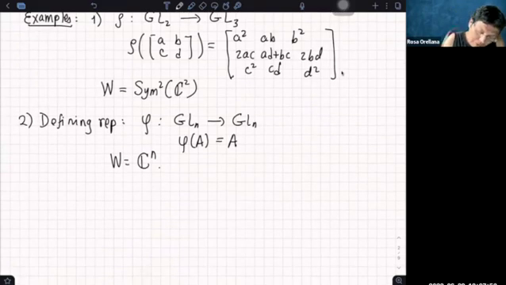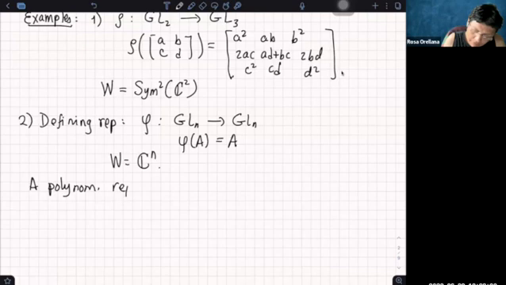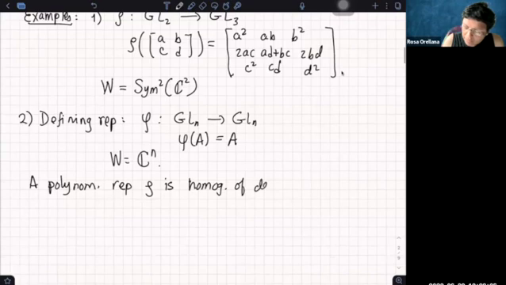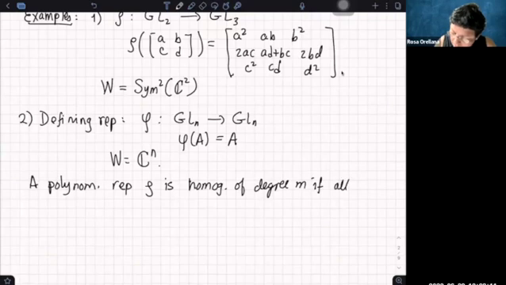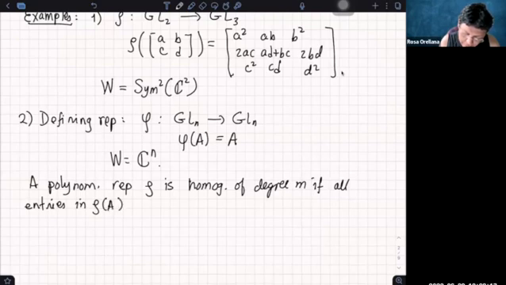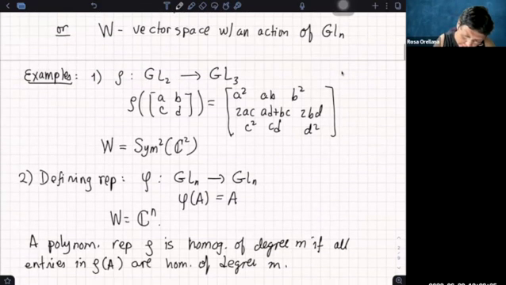So a polynomial representation is called homogeneous of degree m if all entries in row A are homogeneous of degree m. So for instance, in this example, this one is homogeneous of degree 2, and this one is going to be homogeneous of degree 1.